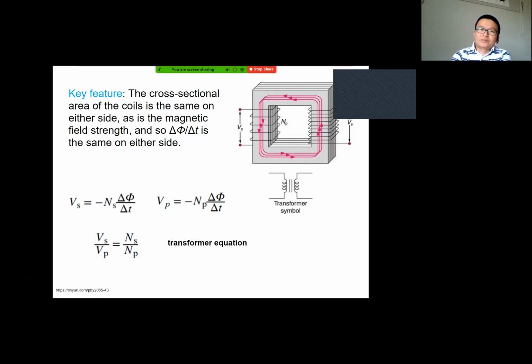Basically, you can use the number of turns on the primary and the secondary to determine the ratio of the voltage on the two sides. If you see this symbol in a circuit, this is the transformer symbol in a circuit.